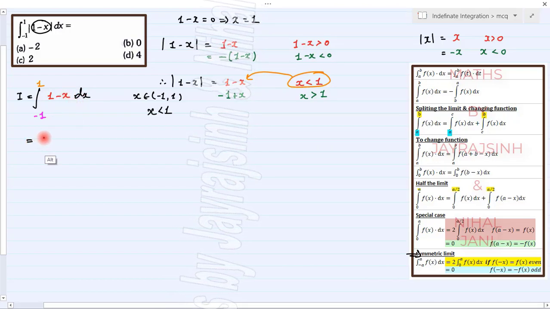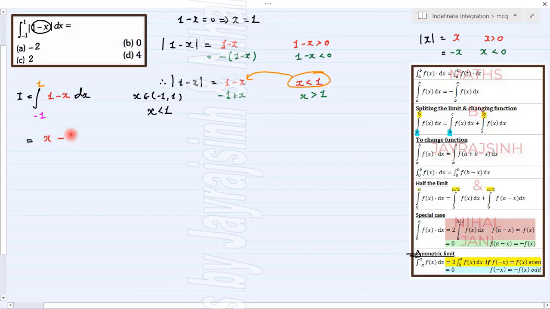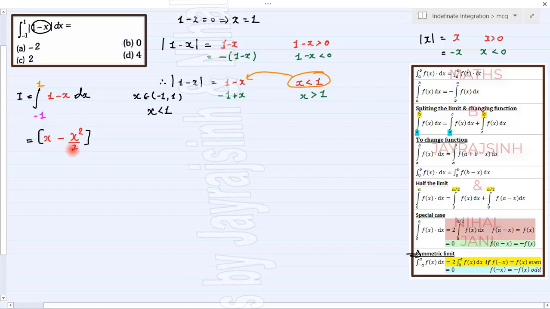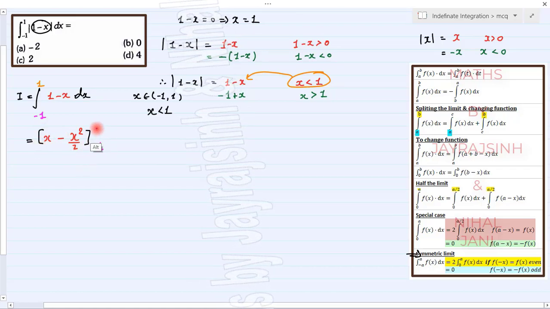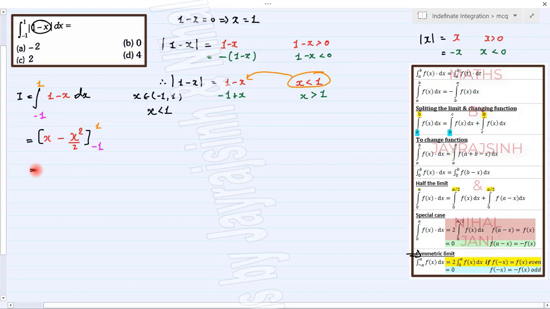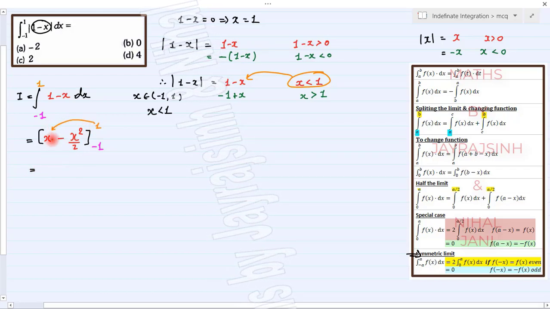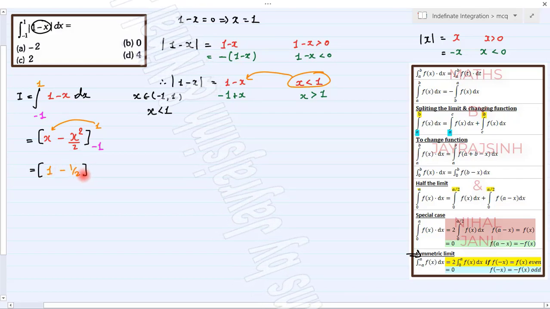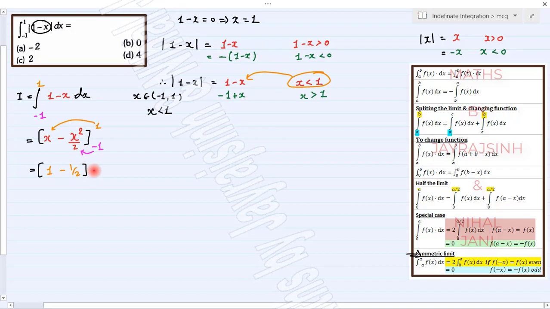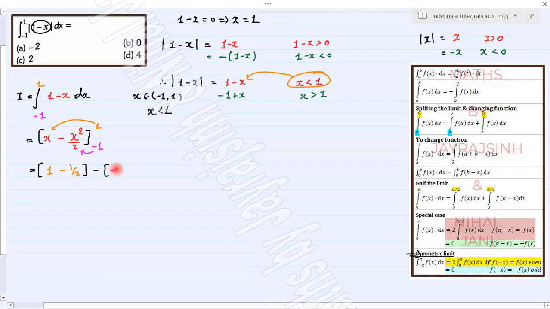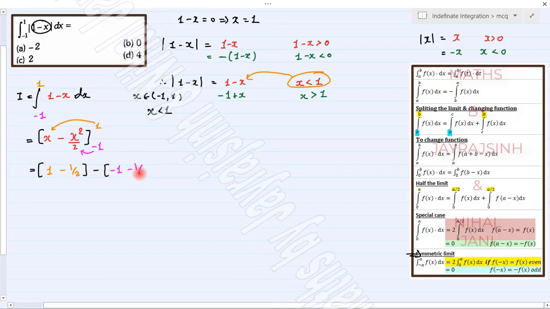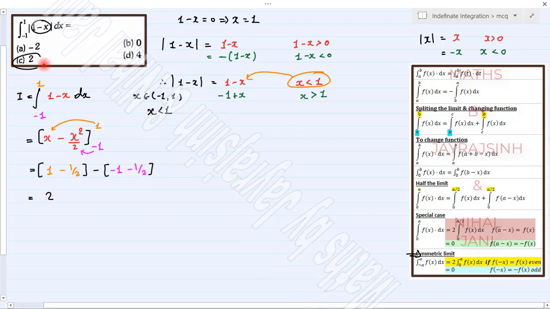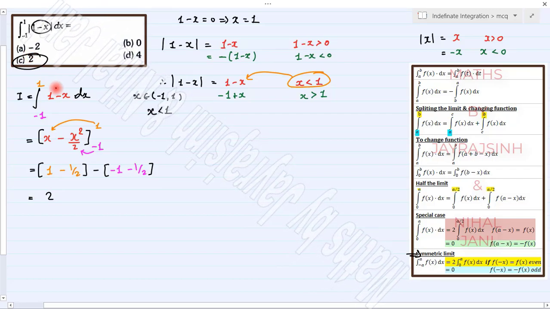So integration of 1 will be x and integration of x will be x square by 2. Limit is from -1 to 1. Let's substitute the upper limit. We will get 1 minus 1 by 2. And if we substitute the lower limit, we will get -1 minus 1 by 2. So your final answer will be 2, which is given in option C. Ta-da!